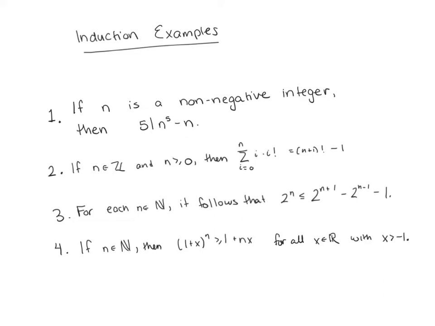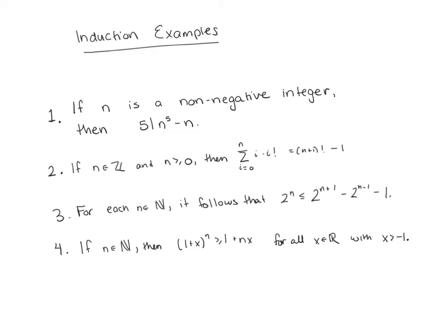In this video, we're going to see several examples of induction, or proof by induction. So we're going to go through and prove the following four facts. We'll show if n is a non-negative integer, then 5 divides n to the fifth minus n. And if n is an integer and n is greater than or equal to 0, then the sum from i equals 0 to n of i times i factorial is equal to (n plus 1) factorial minus 1.